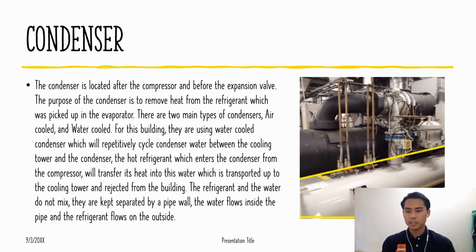This building is using a water-cooled condenser, which repeatedly cycles condenser water between the cooling tower and the condenser. The hot refrigerant which enters the condenser from the compressor will transfer its heat into this water, which is transported up to the cooling tower and rejected from the building. The refrigerant and the water do not mix. They are kept separated by a pipe wall, with the water flowing inside the pipe and the refrigerant on the outside.